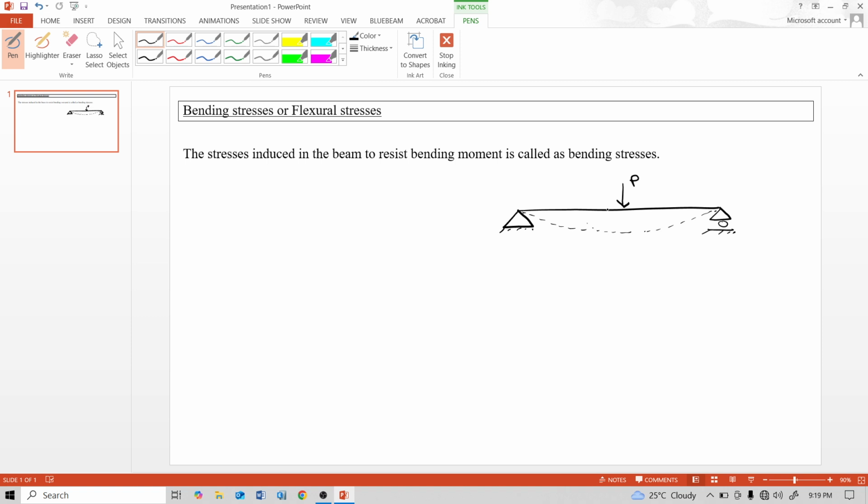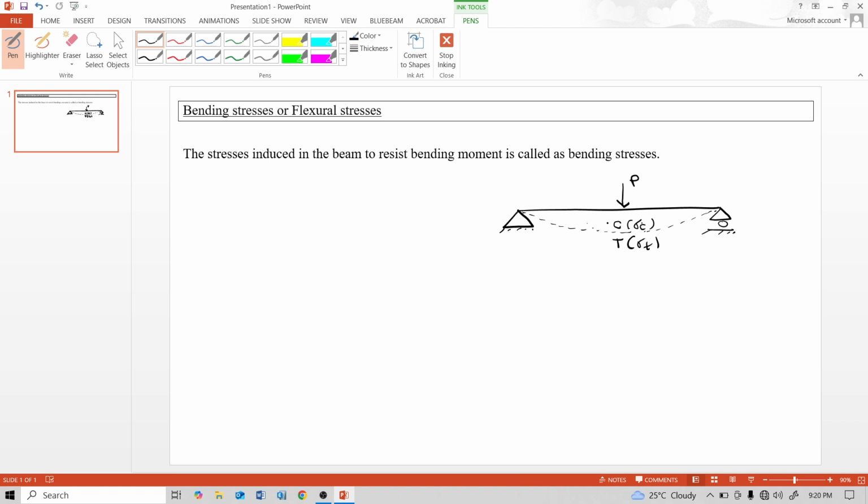Due to this bending moment, the beam bends, and on the top side of this beam, compressive stresses develop, and on the bottom side, tensile stresses develop. Why do these compressive and tensile stresses develop? These stresses develop to resist bending moment.